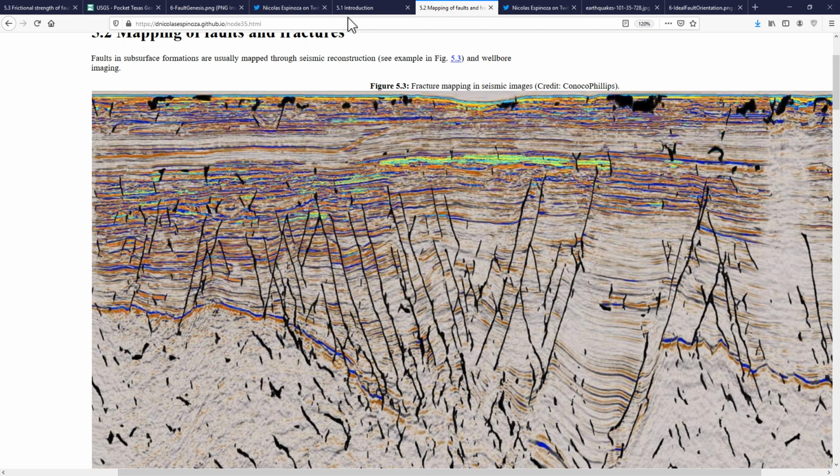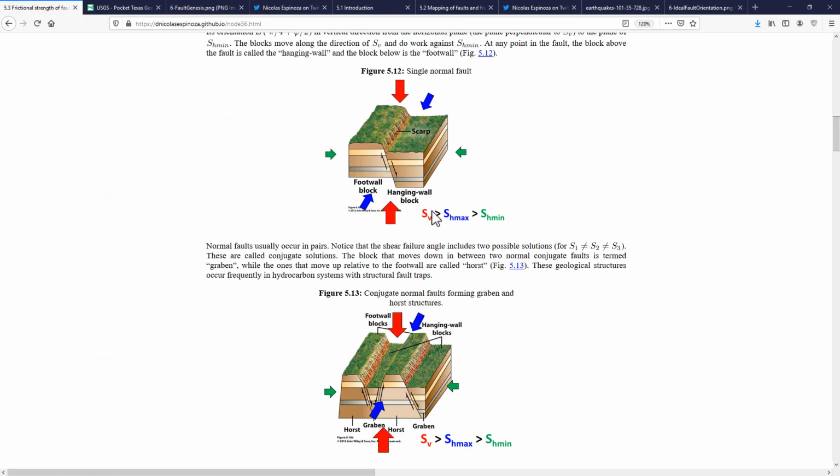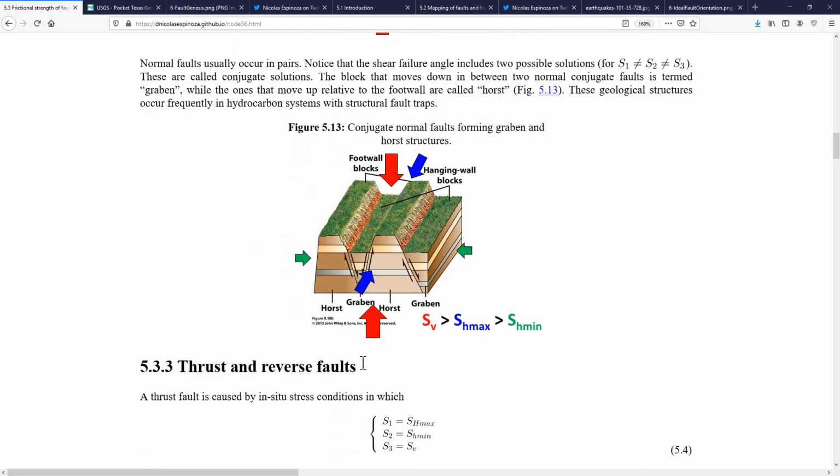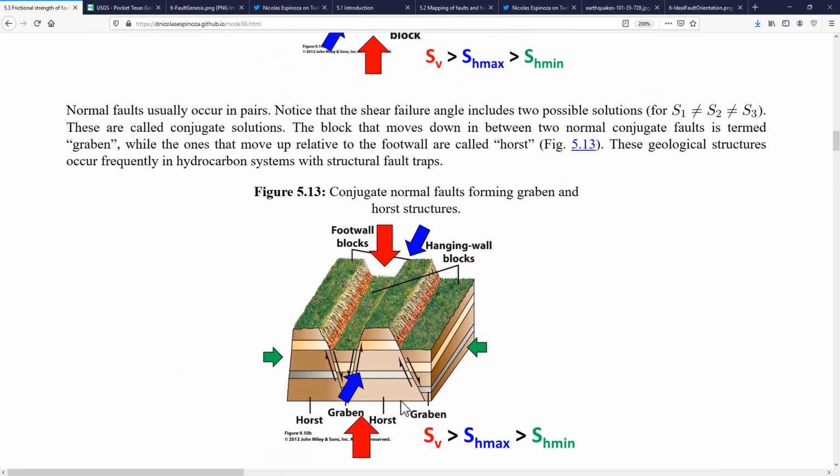Okay, let me come back over here, and another case of a normal fault is when you have two adjacent faults that cause, in a normal or an extensional setting, something which is called a graben. Sometimes these faults form in a way that we have a solution which are called conjugate faults.